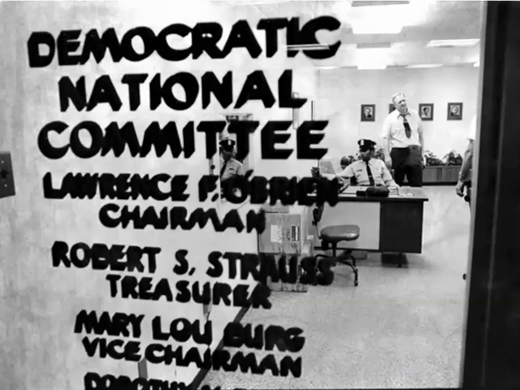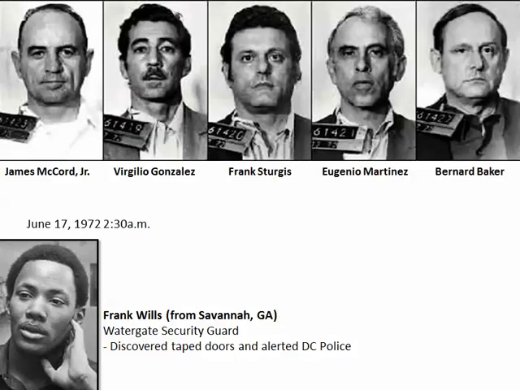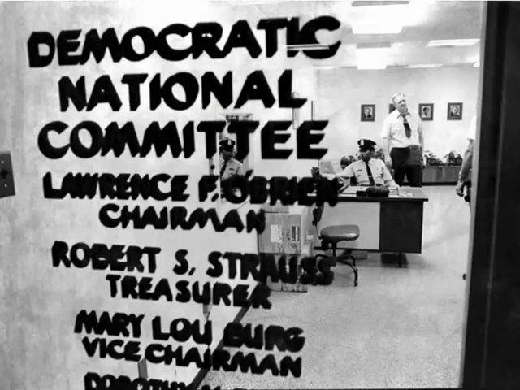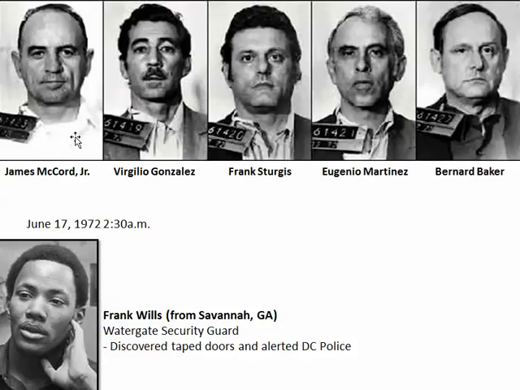And at the Watergate building here, inside of this office, 5 burglars were arrested for breaking into the Democratic National Committee headquarters in Washington, D.C. at the Watergate Complex building where the Democratic National Committee headquarters was. And this guy here, Frank Wills, actually saw some tape holding the door open near the basement area. And Frank Wills is from Savannah, Georgia. He was a Watergate security guard.